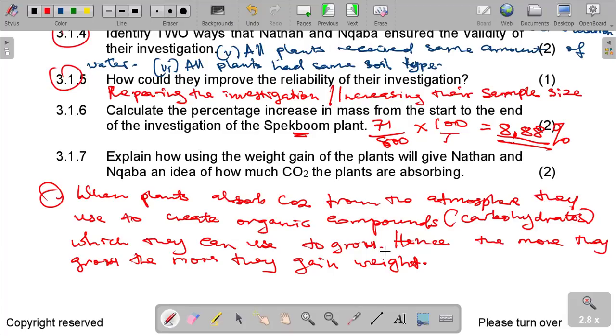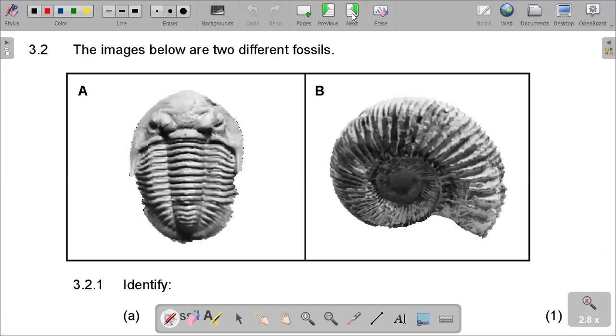Hence, the more they grow, the more weight they gain. According to the question, the weight gain of the plant will give an idea of how much carbon dioxide the plants are absorbing. As the plants are growing, they show that they are using the carbon dioxide being absorbed from the atmosphere. So that's what this question wants us to see.